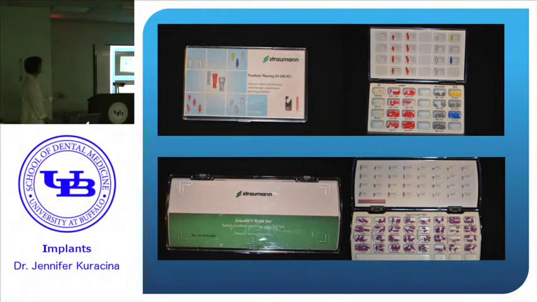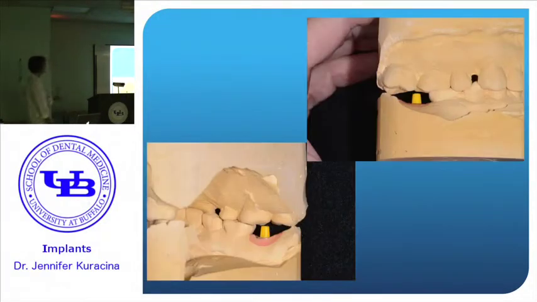And again, these are the kits the students can sign out in the dispensary. There's one for the tissue level implant and one for the bone level implant. And you can take these little parts out and stick them in the cast and hold your cast together and say, yes, this will work. In my mind, it works easier than trying to guess. So that's what that looks like.